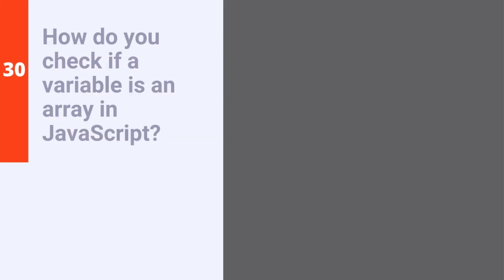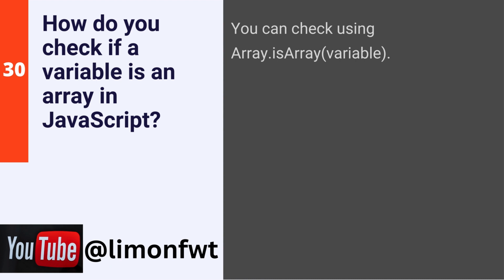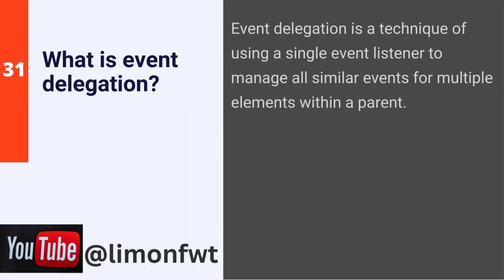How do you check if a variable is an array in JavaScript? You can check using Array.isArray with the variable. What is event delegation? Event delegation is a technique of using a single event listener to manage all similar events for multiple elements within a parent.